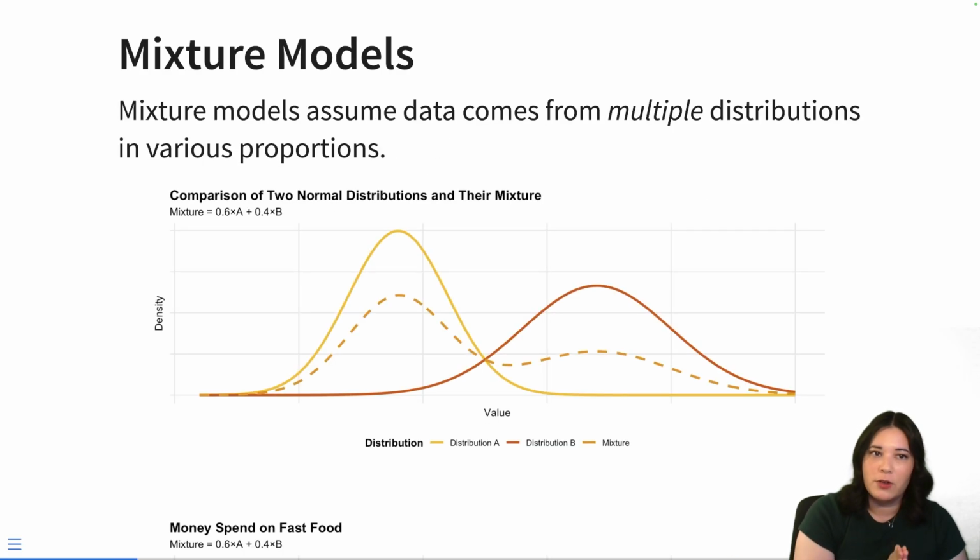Now, mixture models assume that data comes from multiple distributions in various proportions. So essentially what we're saying is the population of data we see is actually a mixture of multiple subpopulations. Here's kind of a picture of what that might look like. So here we have distribution A in yellow and distribution B in this burnt orange. And then the dotted line shows us a mixture of those two distributions.